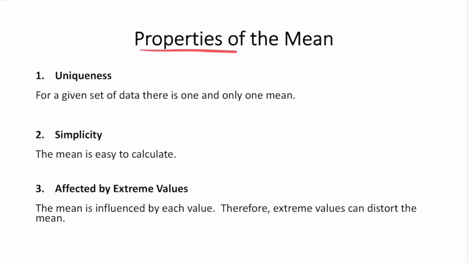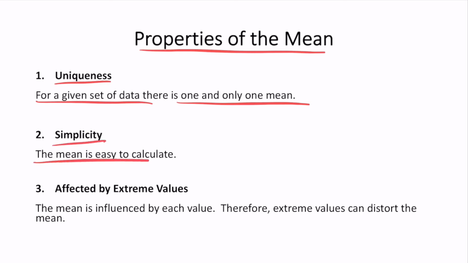So what are the properties of the mean? The main 3 properties that we talk about, the first one is uniqueness. For a given set of data, there is one and only one mean. You cannot have 2 means for the same set of data. Second, simplicity, it's easy to calculate. And third, it's generally affected by extreme values. Because the mean is influenced by extreme values, extreme values can easily influence the data.